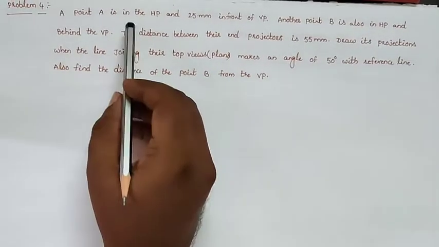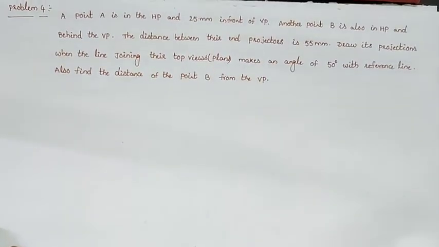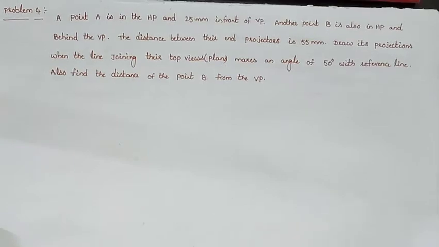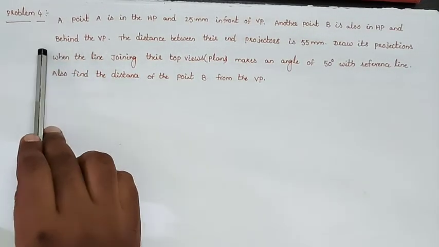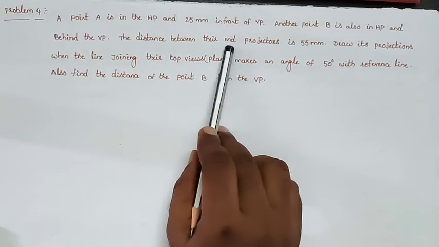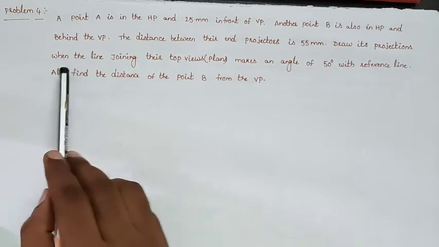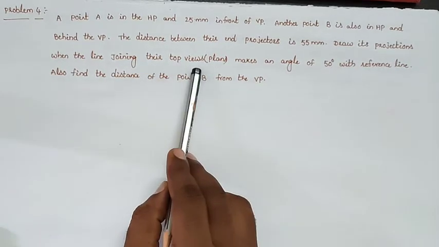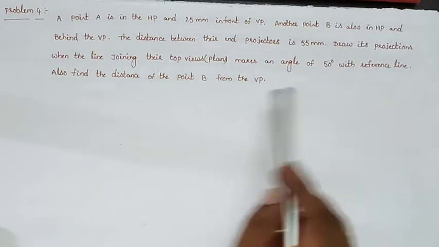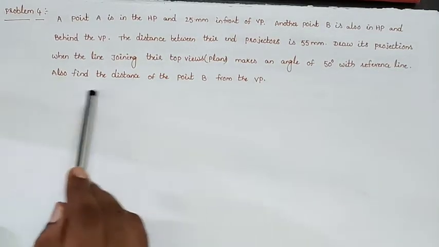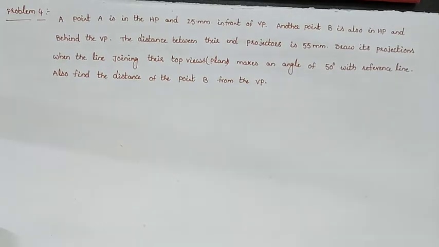Point A is in the HP and 25 mm in front of the VP. Point B is also in the HP and behind the VP. They are not giving the behind dimension. The distance between their end projectors is 55 mm. Draw its projections when the line joining the top views makes an angle of 50 degrees with respect to the reference line. Also find the distance of point B from the vertical plane.